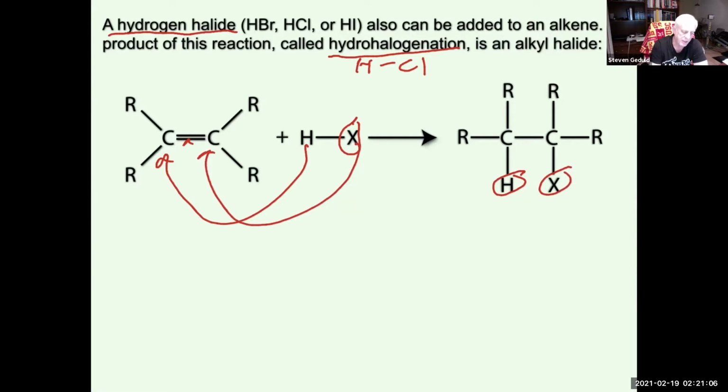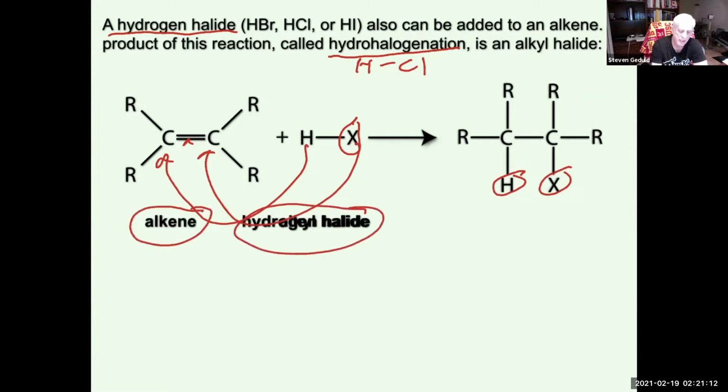Okay, so you're taking an alkene and you have a hydrogen halide you're adding to it, and you're producing an alkyl halide. Alkyl is your carbon group. That's all it is. Alkyl is your hydrocarbon, and the halide is the halogen. So you're taking an alkene and you're producing an alkyl halide by adding a hydrogen halide to it.